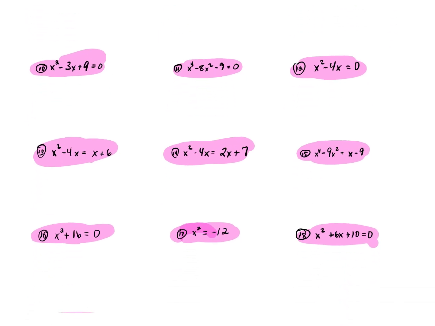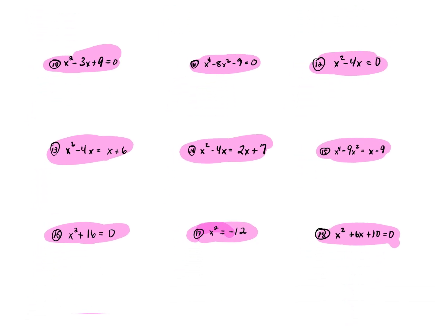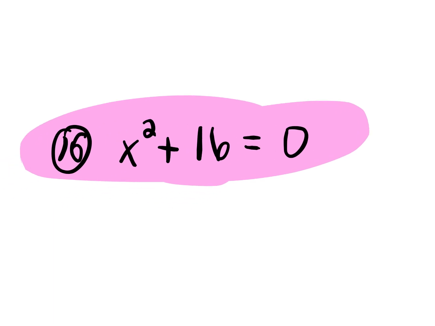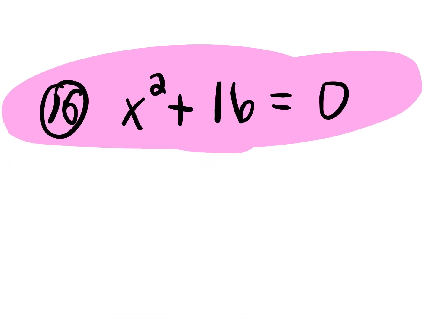Let's look at 16 on the bottom. What would I do first to solve 16? We can subtract 16 and move it to the other side. So you guys had a question similar to this on the quiz yesterday. So if you just have an x squared, you want to get that all by itself, move the number to the other side. What would we do next?